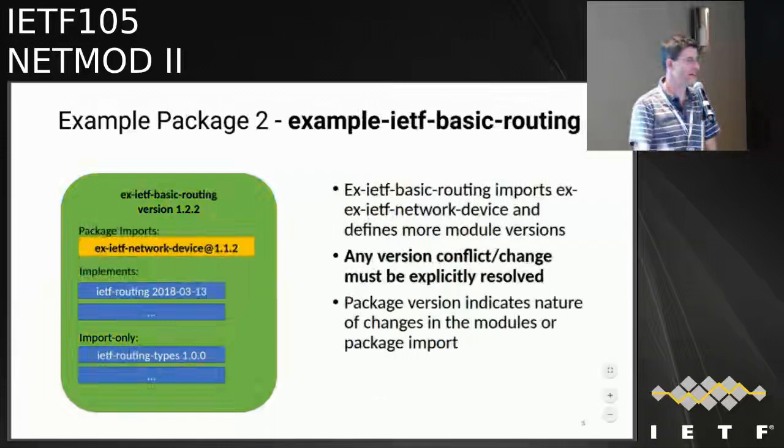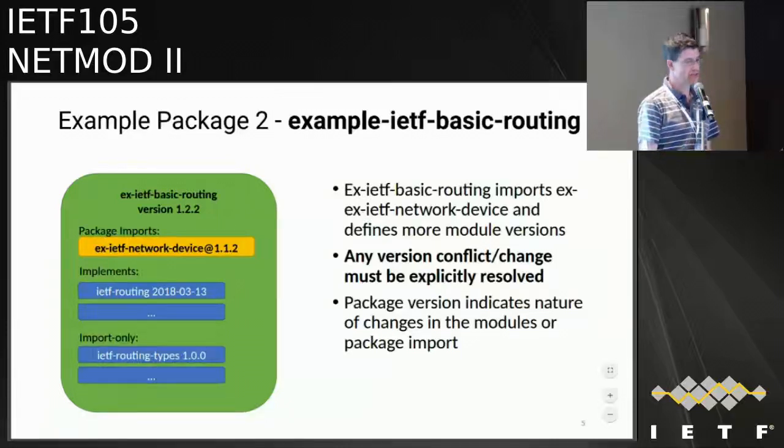So this is another example package, an example IETF basic routing package, and this one is importing from network devices 1.1.2. It lists the extra modules that are implemented as part of that, and extra imports on top of that. And as I said before, any version conflict or change must be explicitly resolved. That's one thing that's critical here: for a given package definition, the list of modules that it's using is exactly, tightly defined. Those are the specific versions.